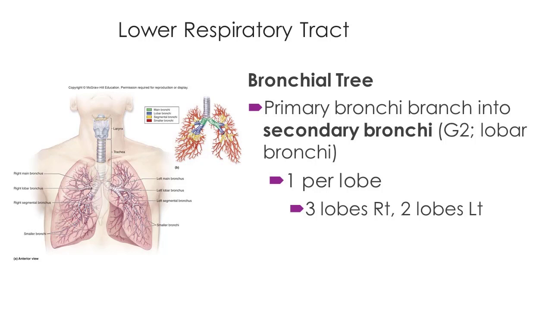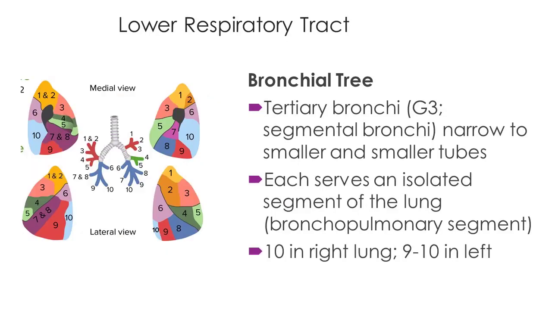So we go from our secondary bronchi. Now we're getting into tertiary, or the G3s. With our G3, each one of these tertiary branches is going to go to a compartment within the lobes of the lungs. And these compartments are called bronchopulmonary segments. So these segmental bronchi, tertiary bronchi, that's just two names for the same thing. They are going to go to these completely isolated compartments.